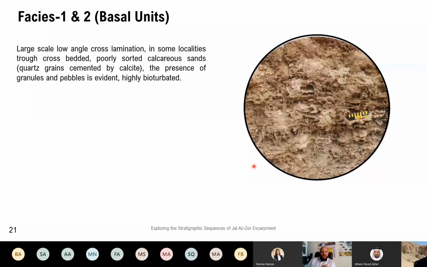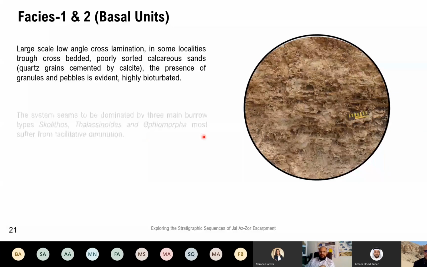So basically here we could see we have a highly intensive bioturbated section. If you go there to Jal Az-Zor, this is the first thing that will appear to you. Now, there has been a lot of discussion on this. Are they bioturbation, or is it roots or mangrove roots? As a team, we have been through this discussion, and we came to a conclusion based on the evidence, and I'm going to show you some of that evidence, that these are bioturbation.